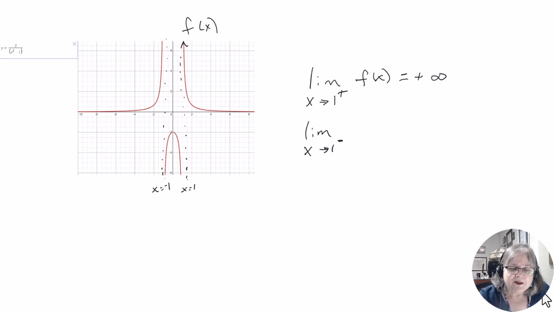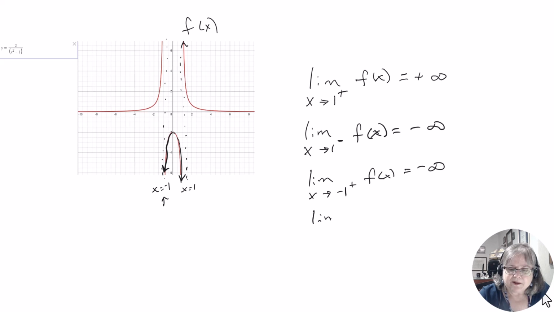So let's look at -1. Let's approach -1 from the left. And as you can see, I'm heading down. And so this is negative infinity because they keep heading on down forever. Then the limit as x approaches -1 from the right. So here's -1. We're approaching it from the right. And again, we're going down to negative infinity.